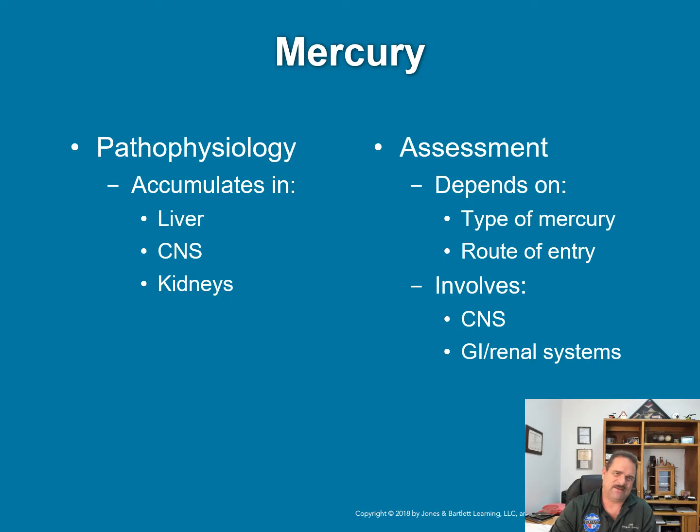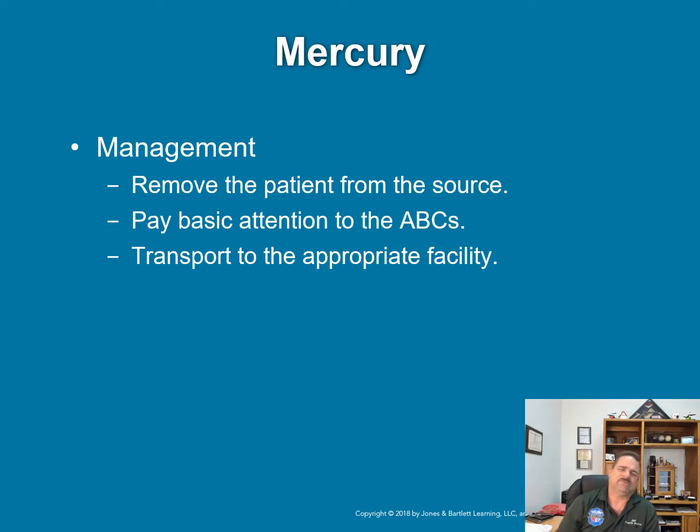Mercury, yeah, you might see this in an industrial plant. Toxic effects occur from all forms of mercury. It's lipid soluble and quickly accumulates in the liver, CNS, and kidneys. It can cross placental membranes into the fetus as well. Your assessment depends on the type of mercury and the route of entry. It usually involves your CNS, GI, and renal systems. Management: remove the patient from the source, obviously, pay basic attention to the ABCs, and transport them to a facility.